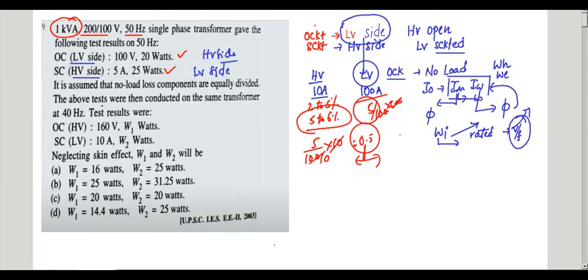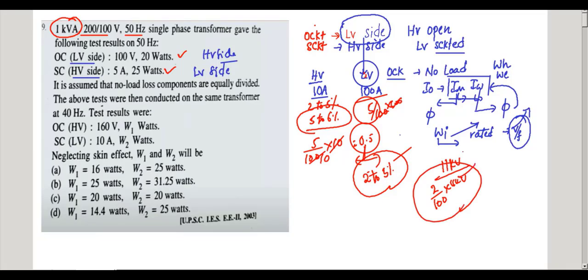For producing high short circuit current, I don't require full voltage. I require only 2 to 5% of the rated voltage. Suppose high voltage is 11 kV. I apply only 2 by 100 into 11 kV. This is enough. Otherwise, a very high voltage meter would be required to produce the rated short circuit current.